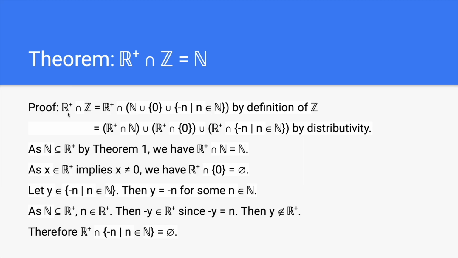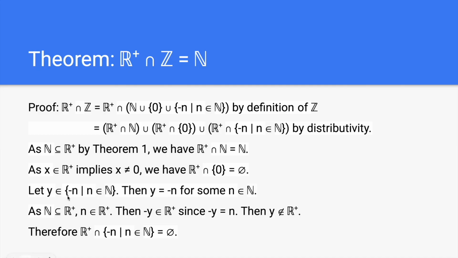Proof: ℝ⁺ intersect ℤ is equal to this expression by definition of ℤ, which is equal to this expression by distributivity. Just examine these three sets in brackets. As ℕ is a subset of ℝ⁺ by theorem 1, we have ℝ⁺ intersect ℕ is equal to ℕ. As x belongs to ℝ⁺ implies x is non-zero, we have ℝ⁺ intersect with the set containing 0 is actually an empty set.